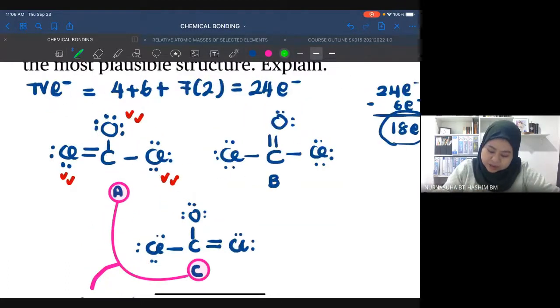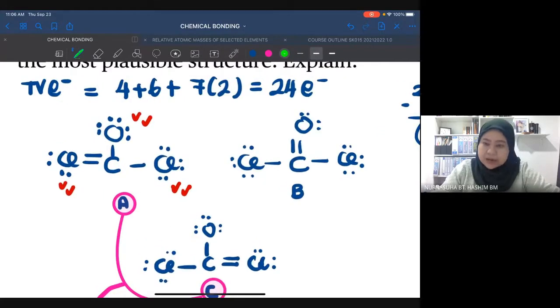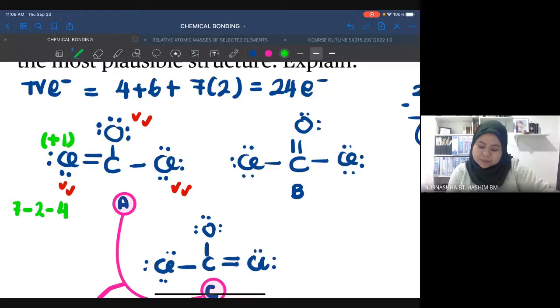Okay, so nak tahu yang mana most plausible structure, we calculate the formal charge. Okay, I start with A. Ingat the formula dia adalah valence electron, okay, which is 7, minus covalent bond, ada 2 covalent bond dekat chlorine tu, minus 4 dot. So you have positive 1 over here. Don't forget to put bracket.